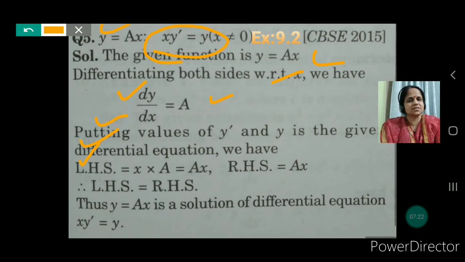In LHS, it is x into y dash. So x we write as it is, and in place of y dash it is a. So you will get ax. And in RHS it is y, and the value of y is given as ax. Now see, LHS is equal to RHS. Thus, y is equal to ax is a solution of the differential equation xy dash is equal to y.